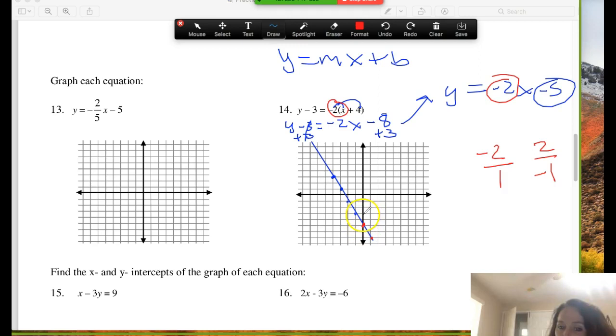I could rise 2, go back 1. Rise 2, go back 1. Rise 2, go back 1. So look, it's the same line.